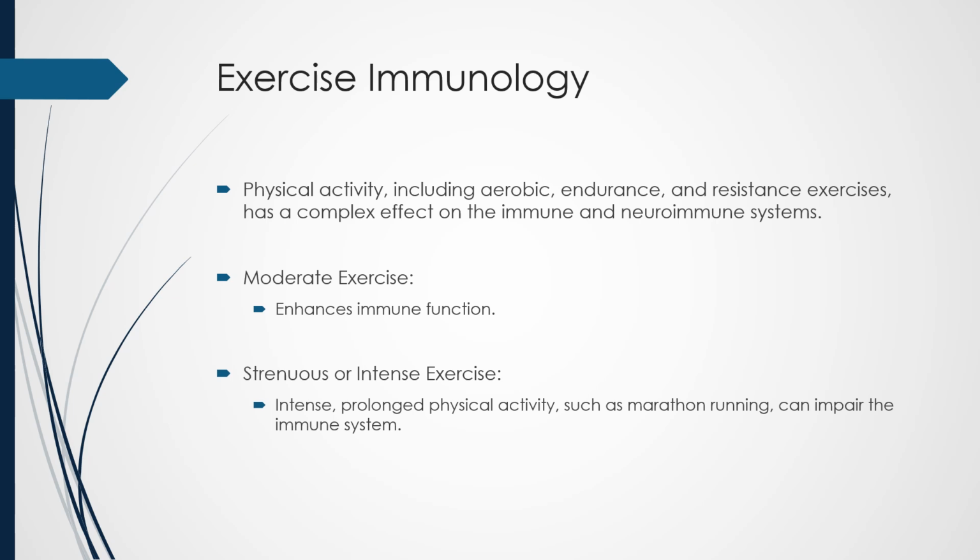Physical activity, including aerobic, endurance, and resistance exercises, has a complex effect on the immune system and neuroimmune systems. The impact depends on the intensity and duration of exercise. Moderate exercise enhances immune function and can prevent the negative neuroendocrine and immunologic effects of stress. Regular, moderate physical activity is beneficial for overall immune health, supporting both the immune and neuroimmune systems.